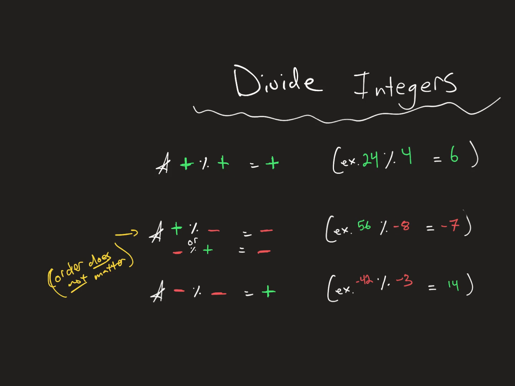The last one, if I divide a negative number by a negative number, I will get a positive number. So for example, if I have negative 42 dividing negative 3, I will end up with positive 14. And how I can double check: again, 14 times negative 3 should get me negative 42.